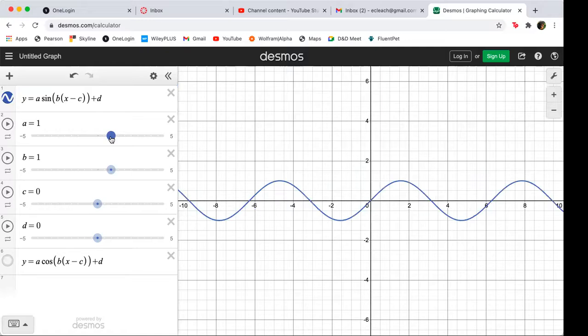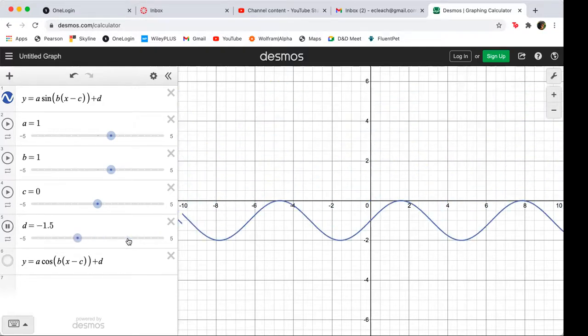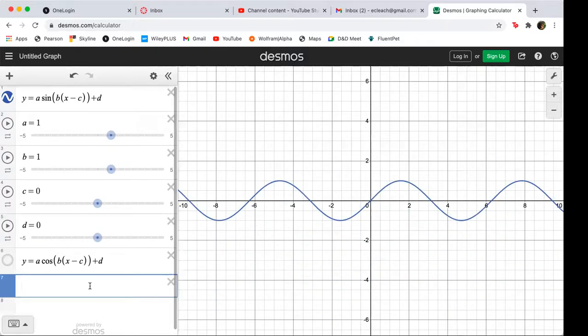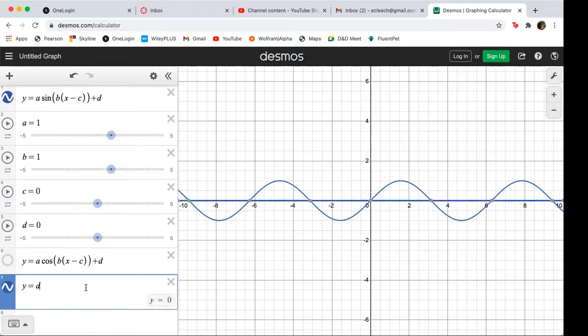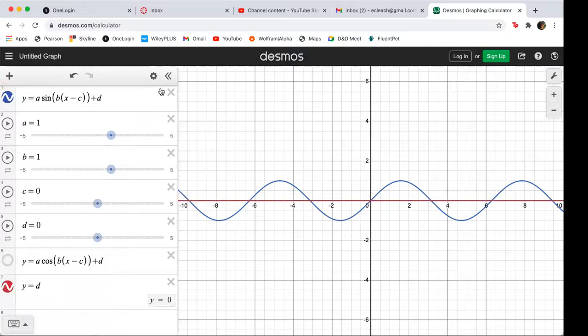Let's reset back to the default. The vertical shift, the D, is the other vertical effect, and changing the value of D moves the graph up and down, but notice that the amplitude stays the same. If I make a horizontal line where y is equal to D, I don't want blue because everything's blue already. Red will stand out. So I'm going to have a red line at the middle.